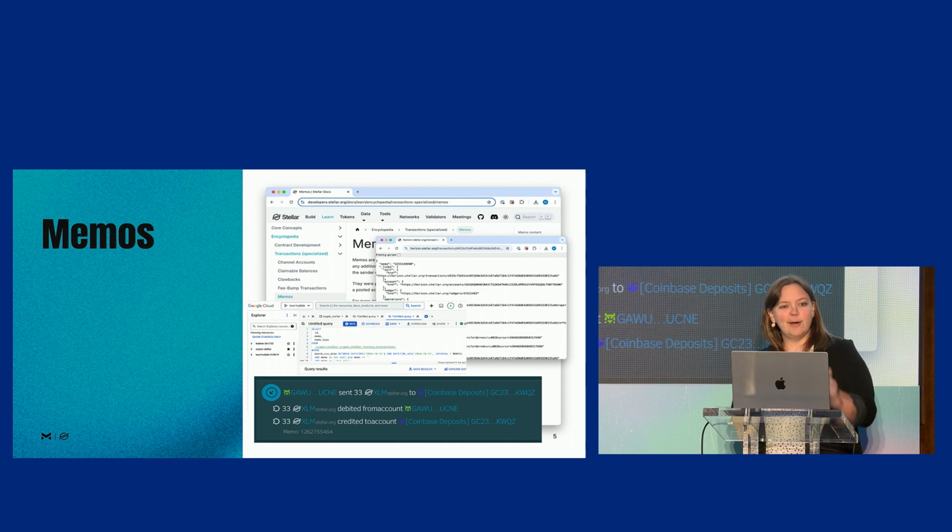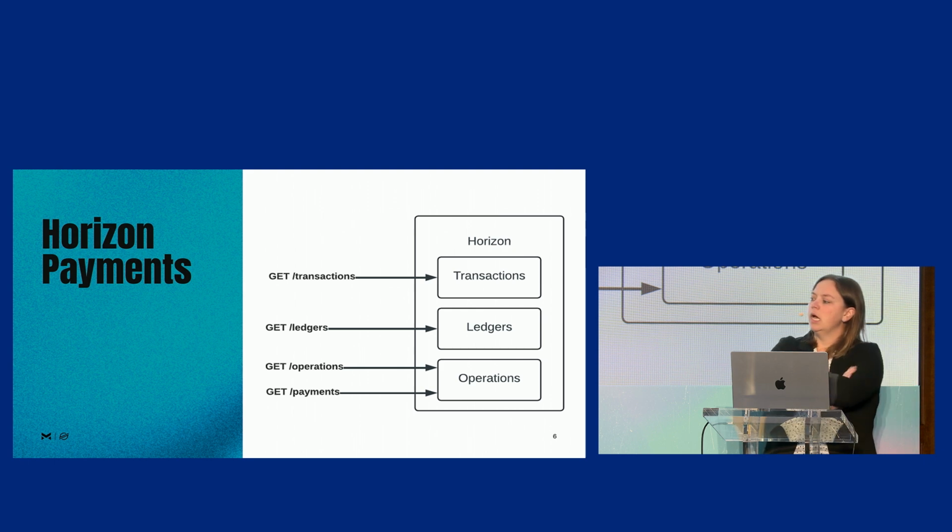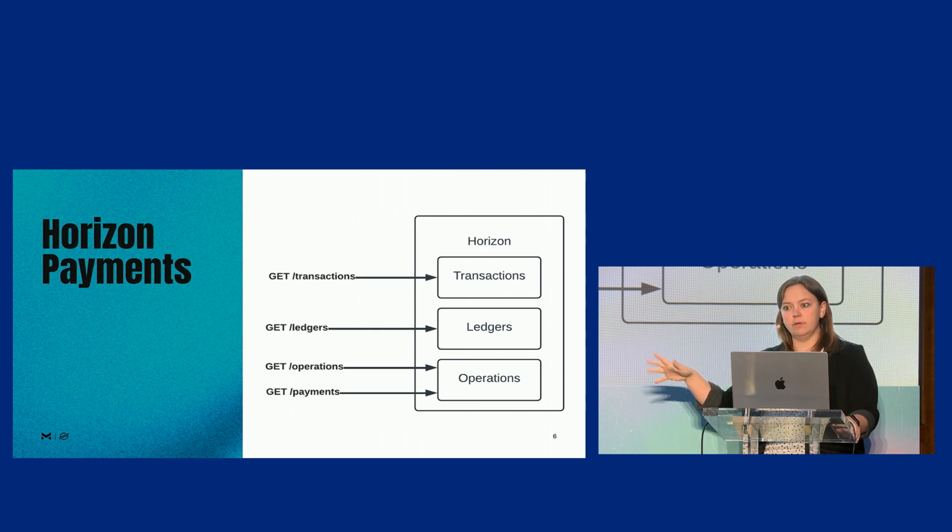Well, let's talk a little bit about how Horizon implements payments. Horizon has a lot more endpoints than this, but these show the big high-level ones that map directly to data structures. Horizon stores basically the transactions, ledgers, and operations tables. These are all giant, immutable, append-only tables: the full history of all transactions, all the ledgers, and all the operations.